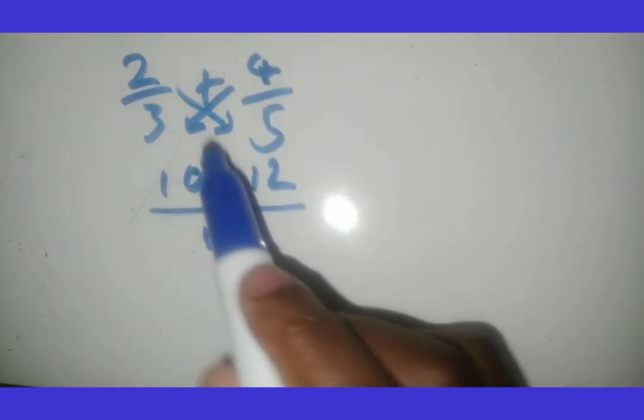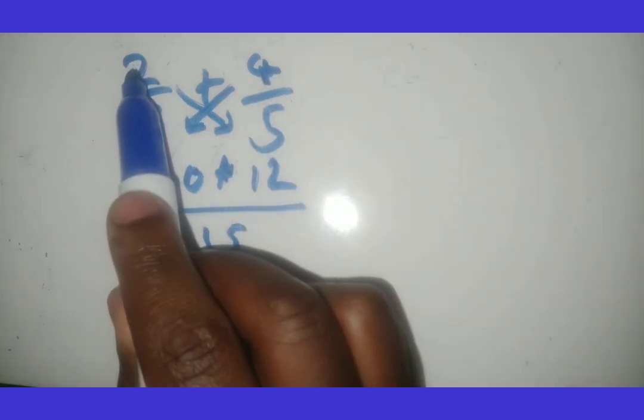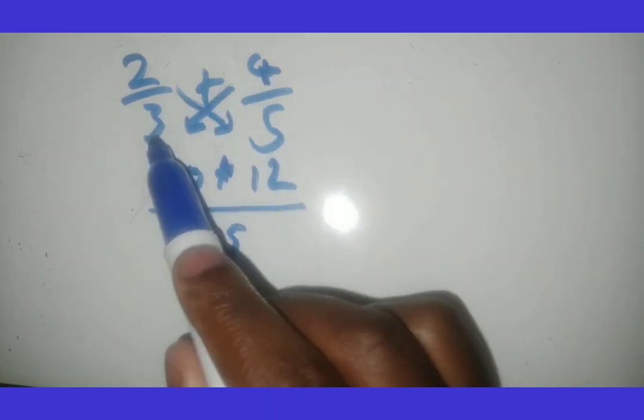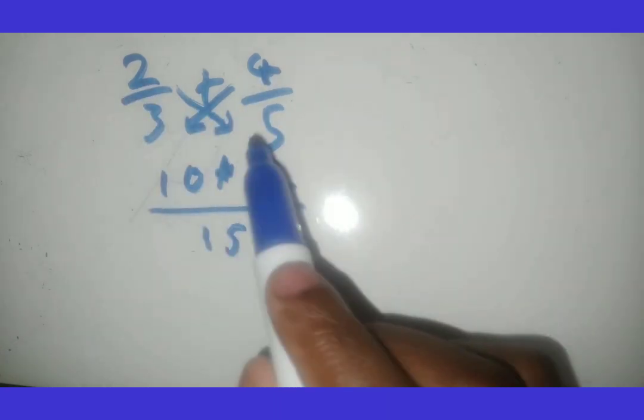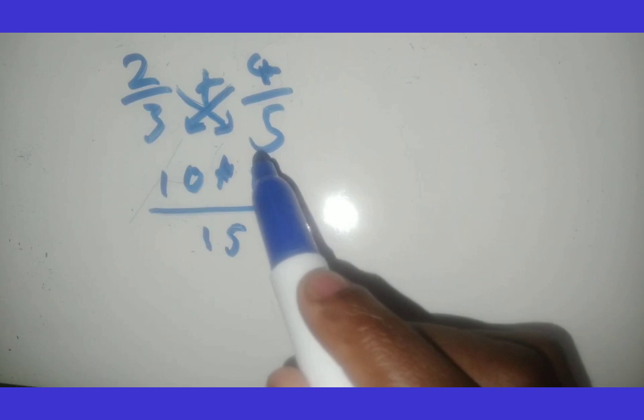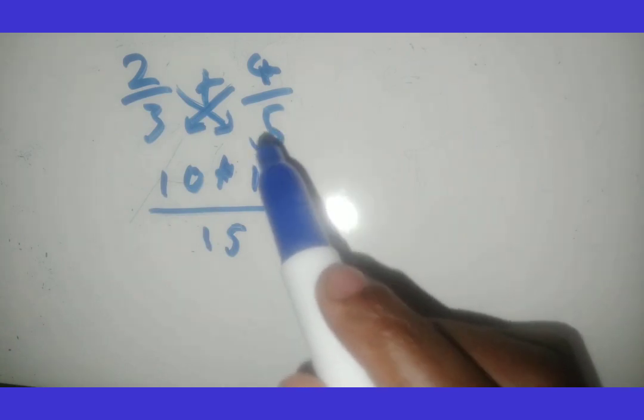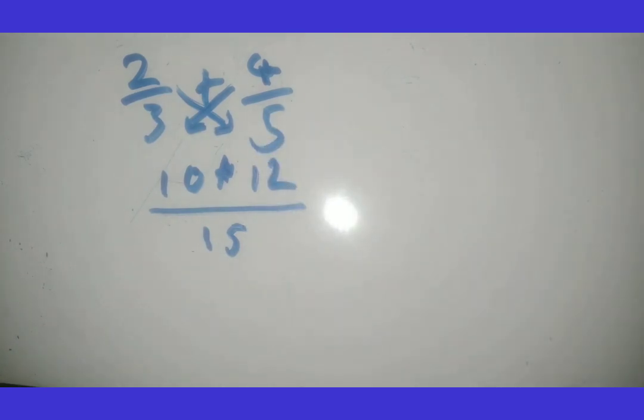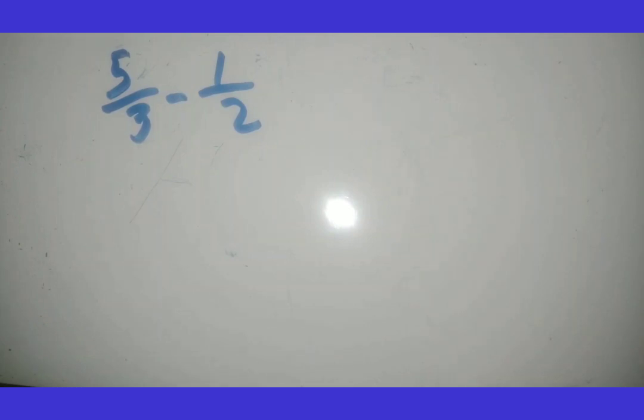Now notice we start with the numerator that comes first, right? Notice I didn't start with 4 times 3. I started with 2 times 5. This is very important because of subtraction. So let me just show you the example with subtraction. Here's an example for subtraction. So the rules for addition and subtractions are exactly the same.